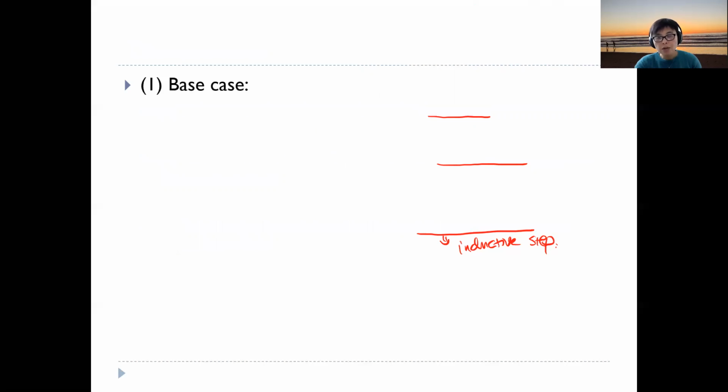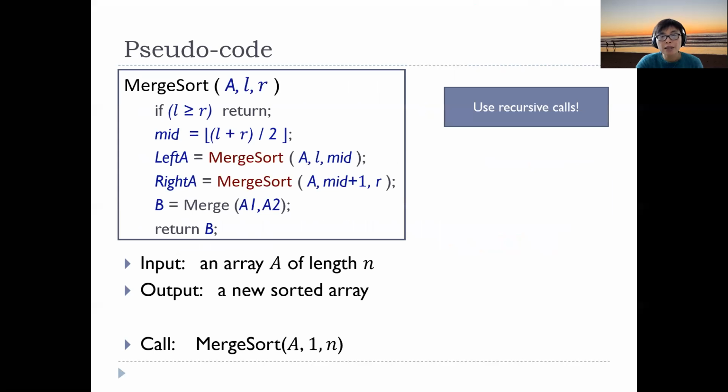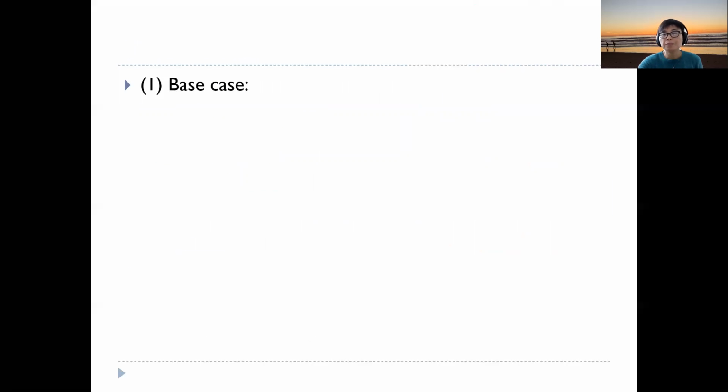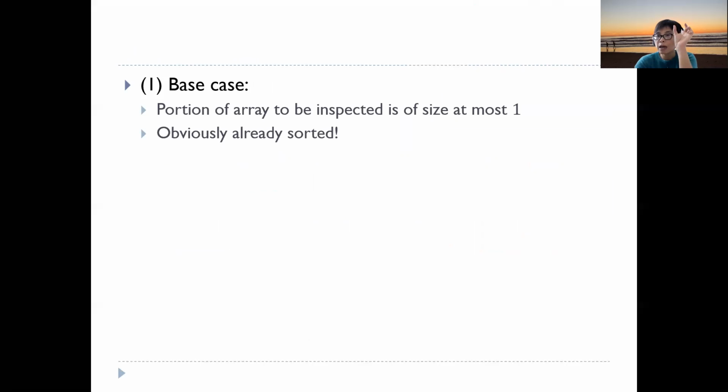So let's see what this means for the merge sort algorithm. What's the base case? The base case is basically when you don't have any more recursive calls. In our algorithm, that means we stop here, because in this case, we don't do anything. In other words, the size of the current portion of the array that we're going to inspect is at most 1. Of course, the base case is correct because if you have only 1 number, that's always sorted. So this base case is done.